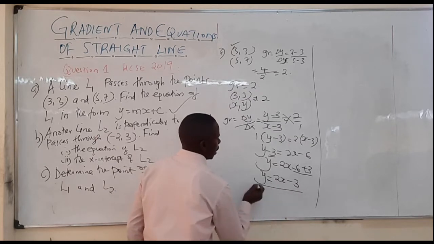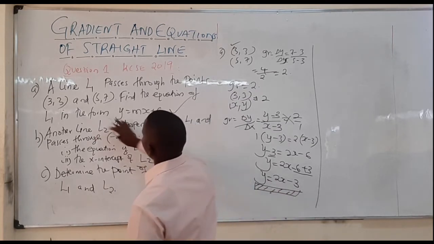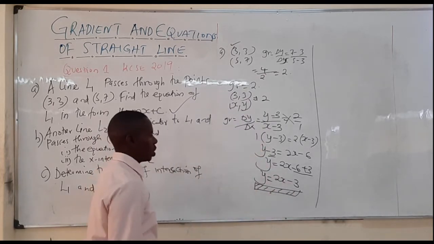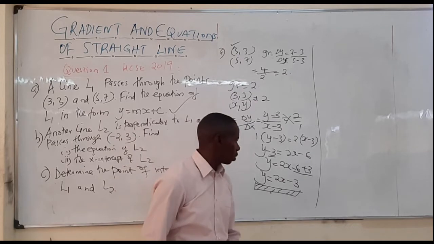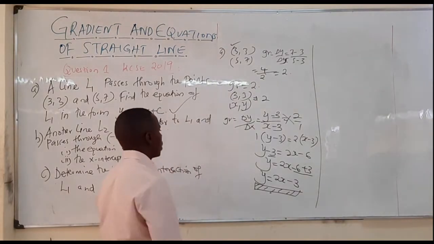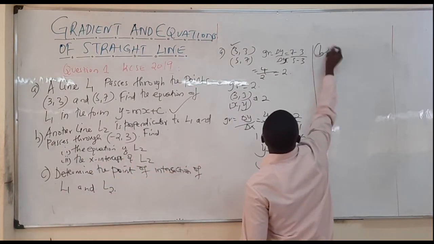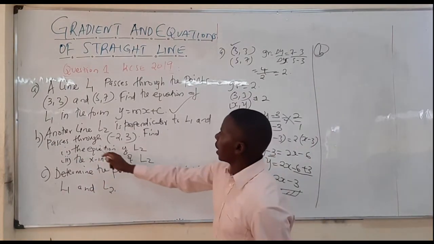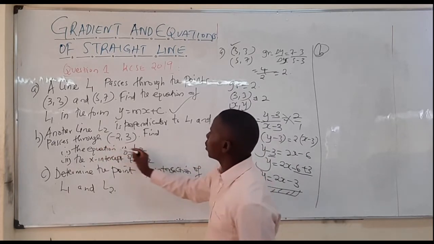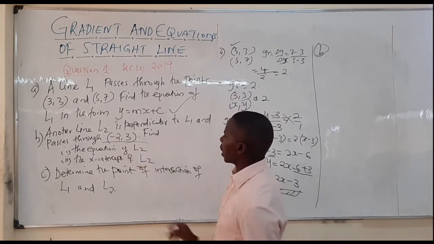So that is the equation of line 1 in the form y = mx + c: y = 2x - 3. Then part B of the question: you are told that another line L2 is perpendicular to line 1 and it passes through the point (-2, 3). Find the equation of line 2.